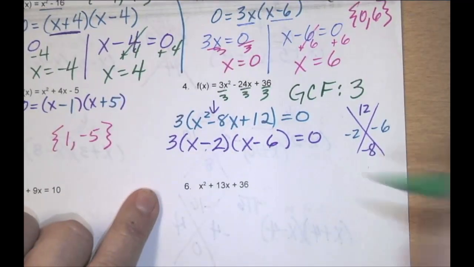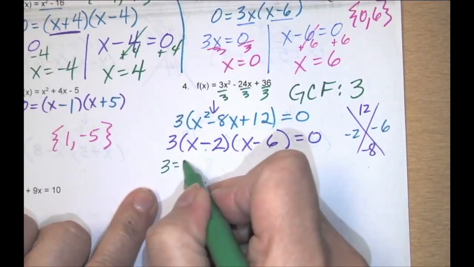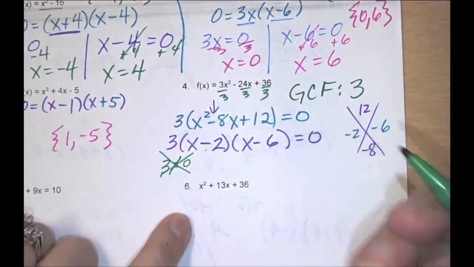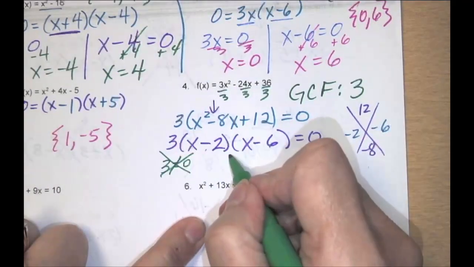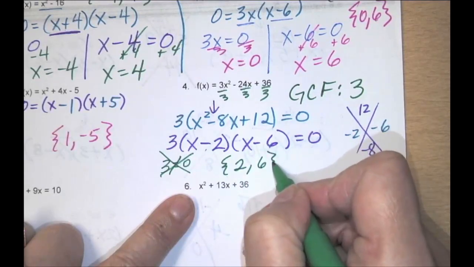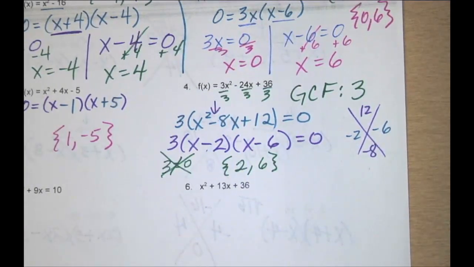So 3 is a factor, but there's no way 3 can equal 0. So we don't even worry about that. We just toss that out. And here, if you set these to 0 and solved, you would get the opposite. You would get positive 2 and positive 6.